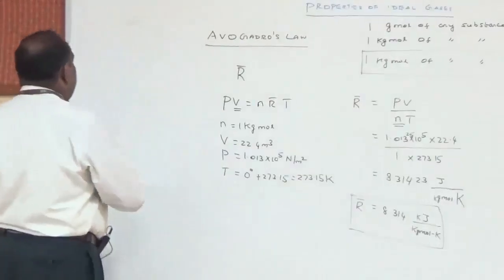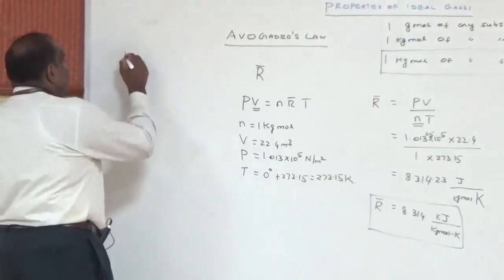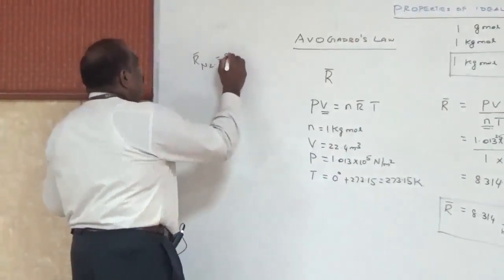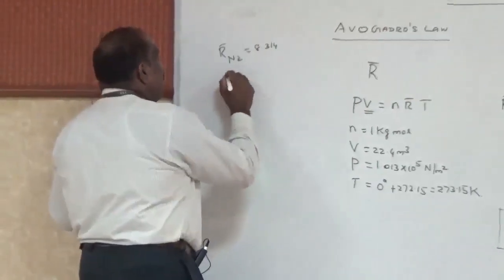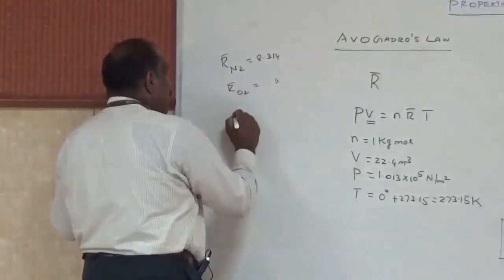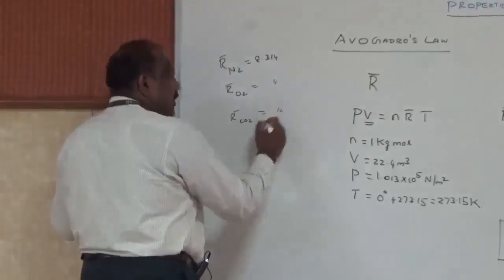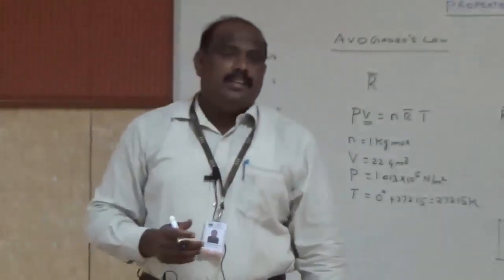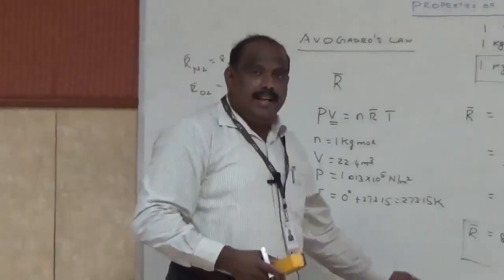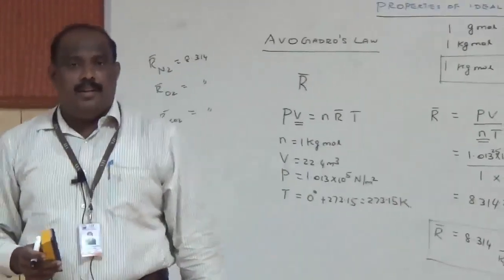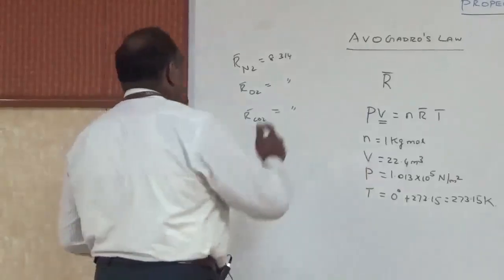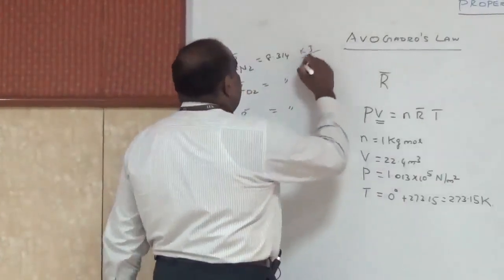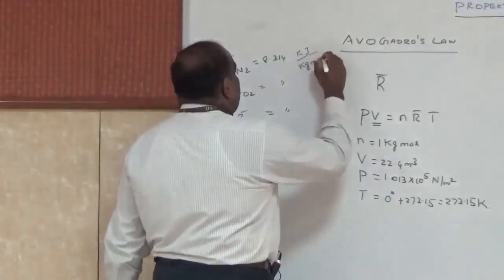So what is the value of R bar of nitrogen? 8.314. R bar of oxygen, same value. R bar of carbon dioxide, same value. And hence this value is not changing with respect to each and every gas. It is going to be universal, and hence this gas constant is called the universal gas constant. The unit is very important. The unit is kilojoule per kilogram mole Kelvin.